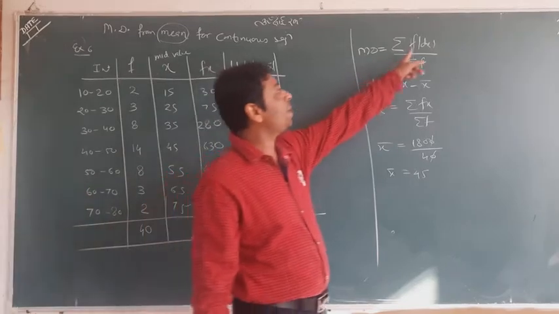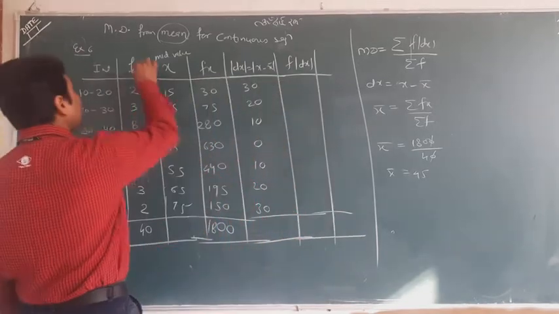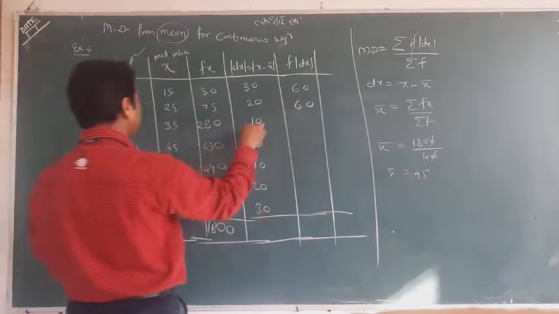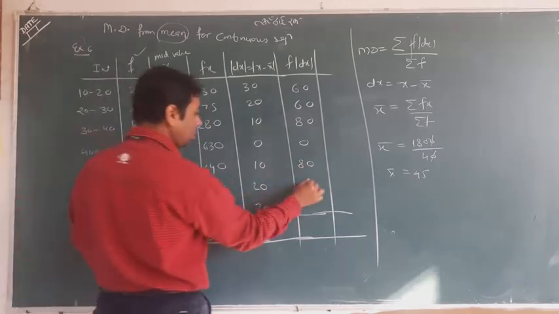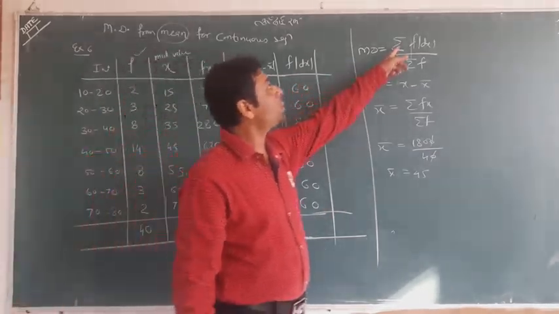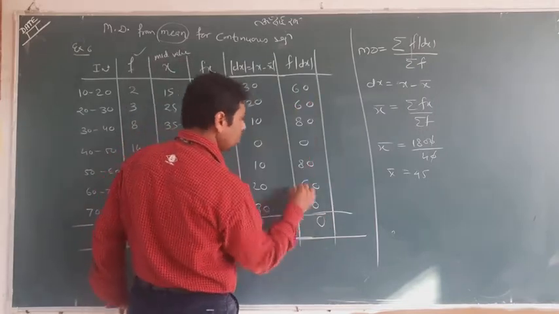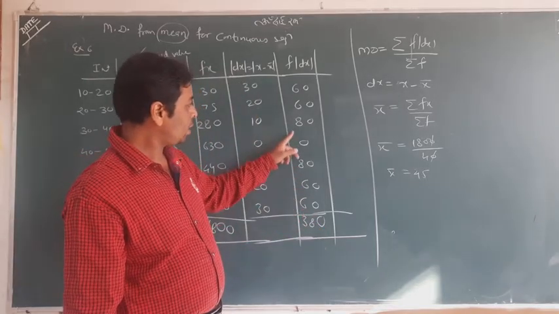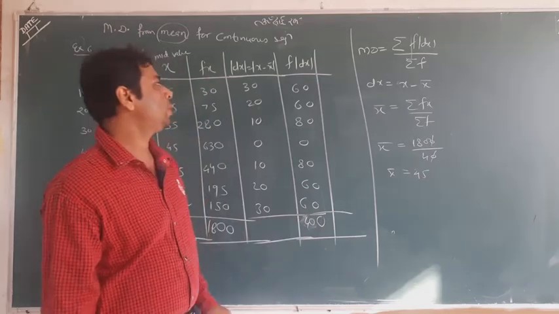After finding dx, you will find f dx. Here is f and dx is this one. So you will multiply: 60, 60, 80, 0, 80, 60 and 60. So f dx you got. Now summation f dx, you will add. It's going to be 60, 60, 120, 200 and 60, 60, 120, 200, and this 200 plus 200 is 400. So 400 will be the total.